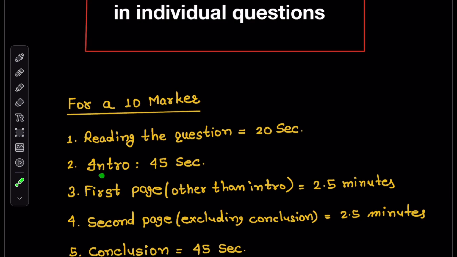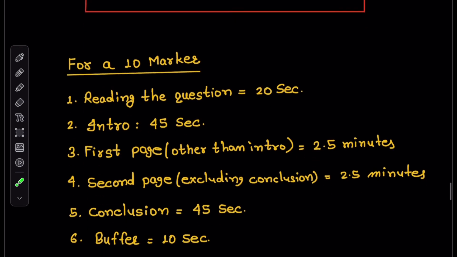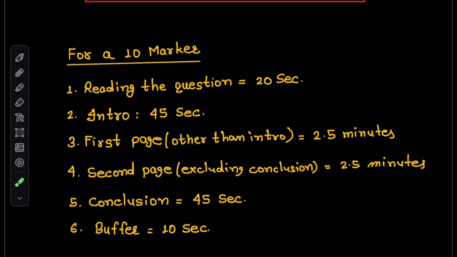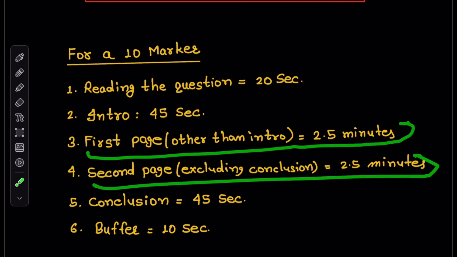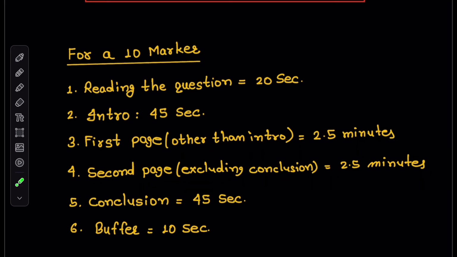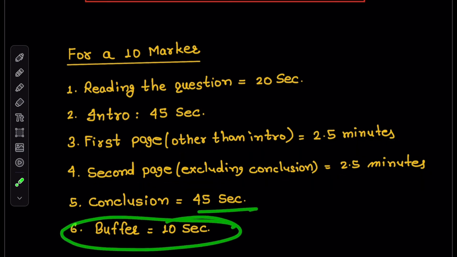Then you use your introduction in 45 seconds. In 45 seconds, the maximum that you can write is probably 2.5 lines. That's how you limit your introduction to the most relevant points, and you move on to the body, where you get marks. You cannot do away with introduction and conclusion, but you get more marks in the body, because there you write points. Then the first page, other than the intro, should be done in 2.5 minutes. The second page without the conclusion should be done in 2.5 minutes, and then the conclusion must be done in 45 seconds, and there is a buffer that you get. So it's all 7 minutes in total.